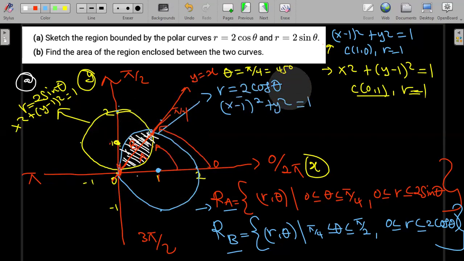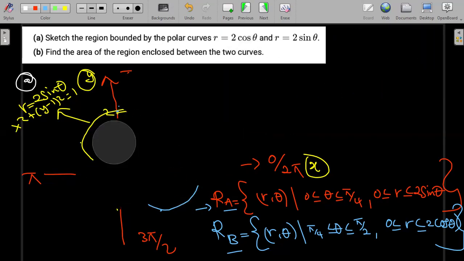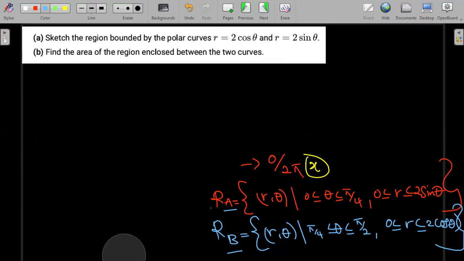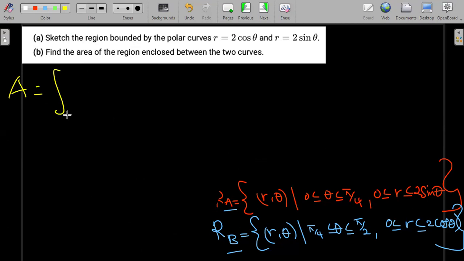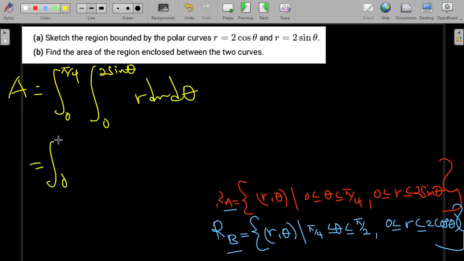So we've seen the region there. So now I'm going to evaluate the integral. I'm using the region in red there. So I'm going to say the area is just a double integral from 0 to pi over 4, and then my r is from 0 to 2 sine theta. And then here I just put the Jacobian r in polar coordinates, and then dr d theta. So this will be the integral from 0 to pi over 4 of r squared over 2, evaluated from 0 to 2 sine theta, d theta.